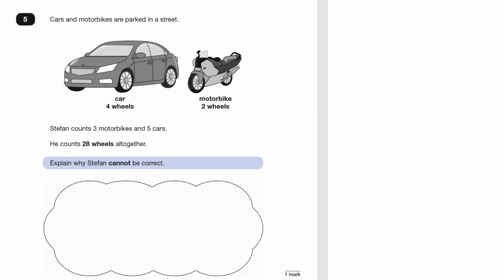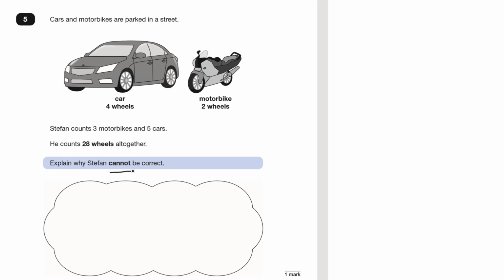Question 5. Cars and motorbikes are parked in a street. We've got a car with 4 wheels and a motorbike with 2 wheels. Stefan counts 3 motorbikes and 5 cars. He counts 28 wheels altogether. Explain why Stefan cannot be correct. So we are explaining why he is wrong.